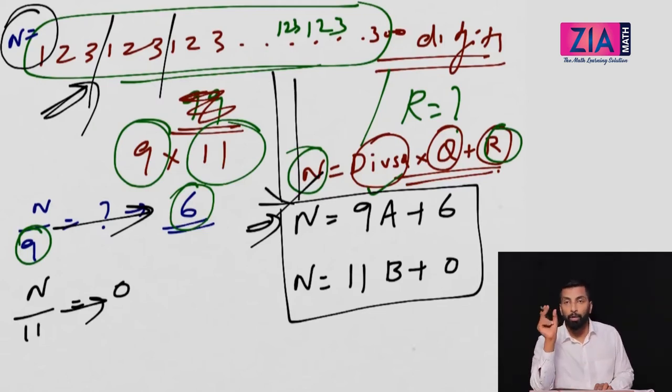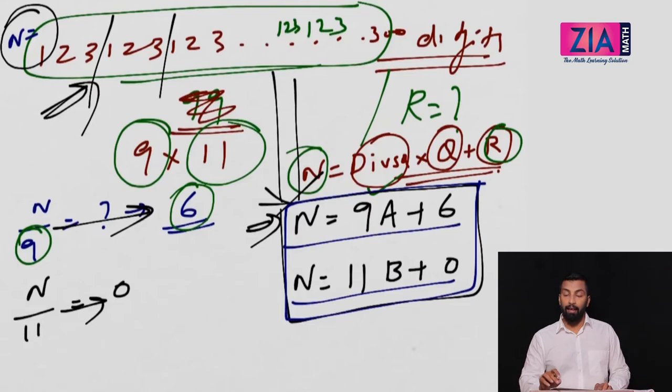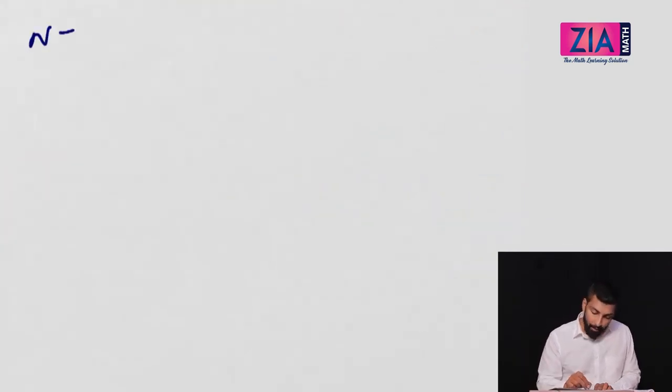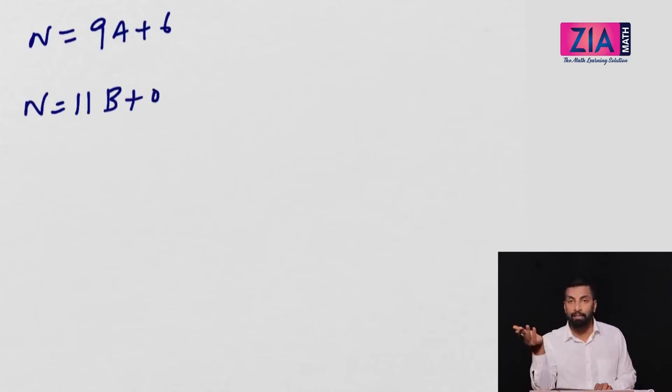Okay, now what I need to do is look for a smaller but similar number which satisfies these two conditions. This is one condition, this is another condition. Let me take that again. N is equal to 9a plus 6. That's the given number. Now, N is equal to 11b plus 0. That is also the given number itself.